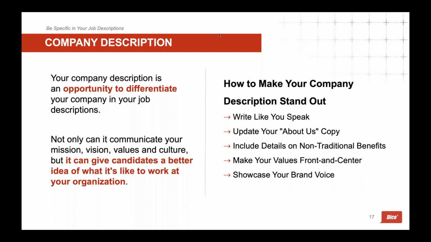Make your values front and center. You still need to talk about what the candidate will actually be doing, but you should also focus on how the candidate will live out the values of the organization in their role.